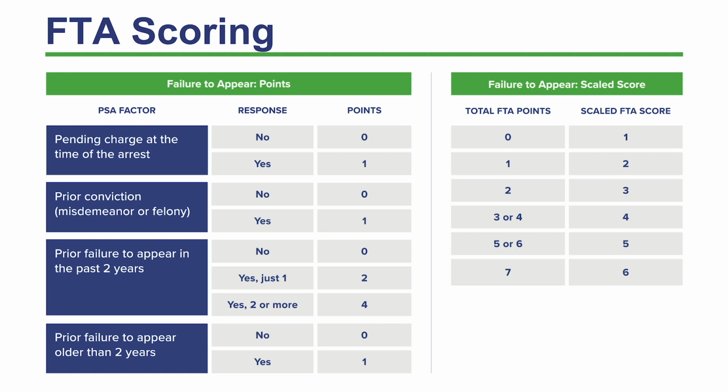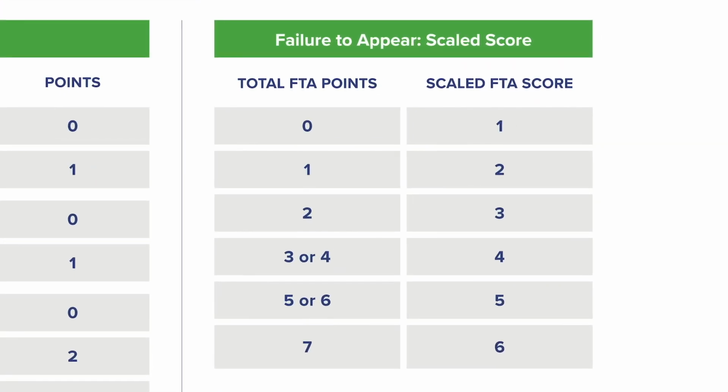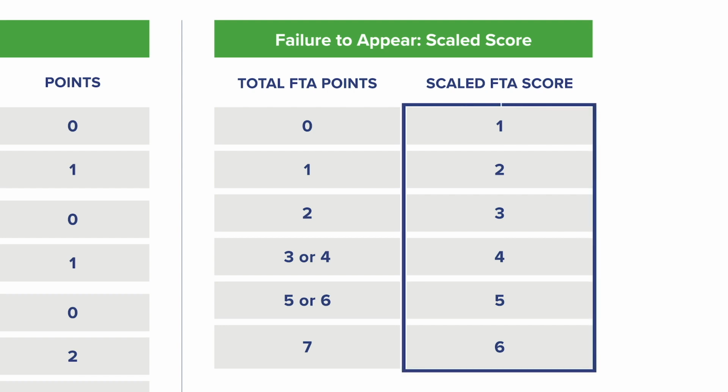The weights come directly from the statistical analyses used to develop the PSA. The way to think about points is they are indicators of the likelihood of the outcome occurring. The higher the points, the greater the likelihood. So after these 4 factors are scored, the total points are added together. That raw score, or sum, is converted to a scaled score that goes from 1 to 6. A FTA scaled score of 1 indicates the lowest likelihood of FTA, and a scaled score of 6 indicates the greatest.